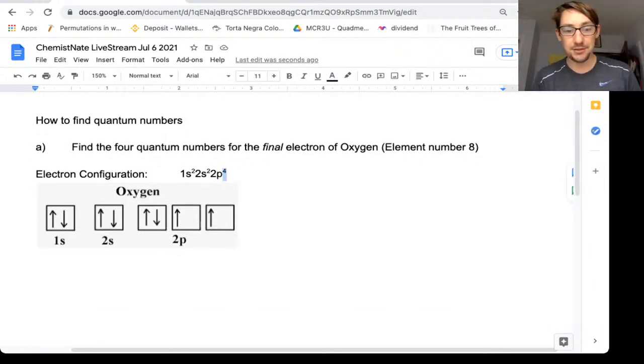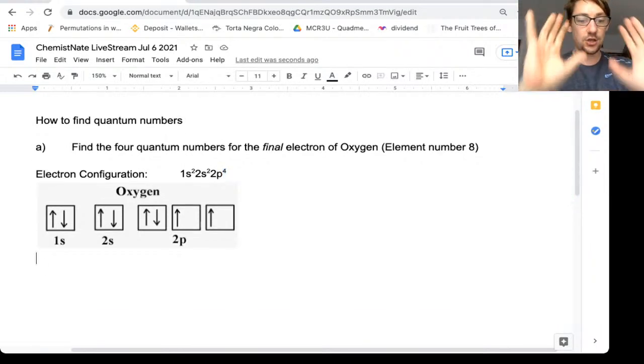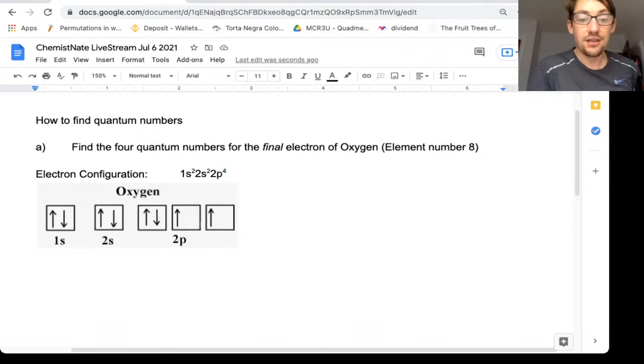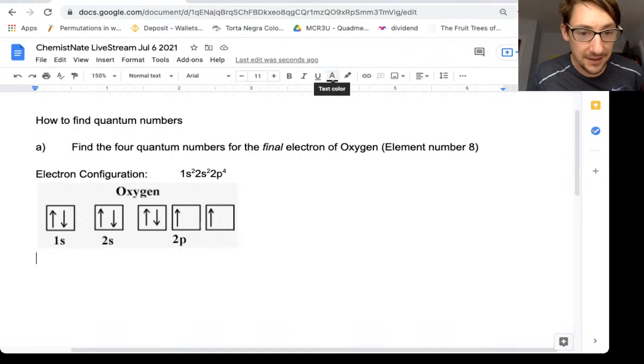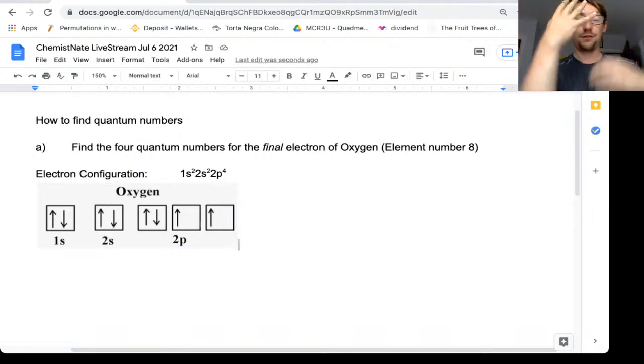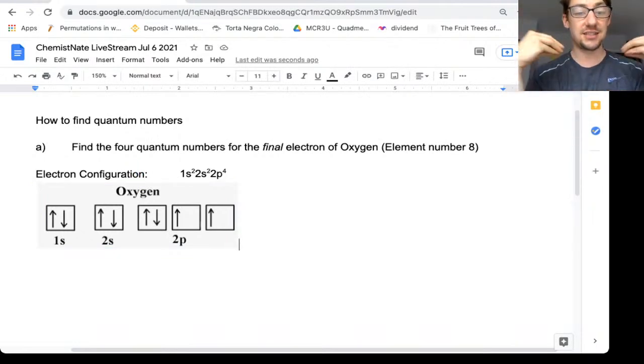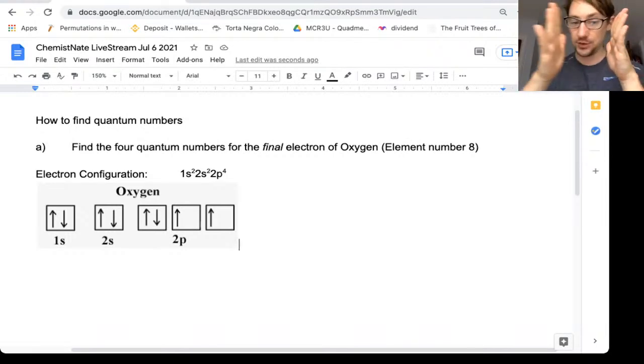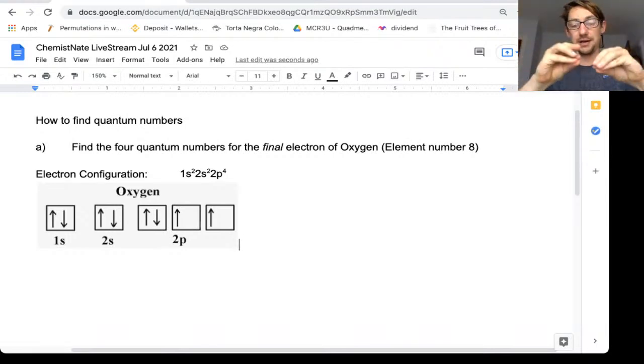You're asking about the electrons' quantum numbers. The final electron that would have gotten added here is this one, this down arrow inside the first 2p box. I know that's the final one because it's the 4th electron that we added to the 2p subshell, and you're supposed to spread your electrons out before you double them up.